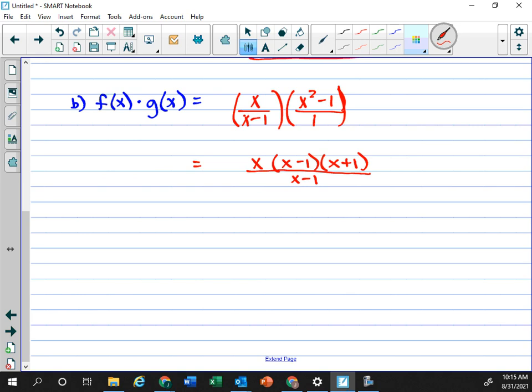Now what do you see? Yeah, good Lauren, we can get rid of the x minus 1s. Those cancel. You can only cancel factors, okay? You can't cancel individual terms, but you can cancel factors. So my final answer is I would take x times x plus 1, or if you multiplied it out and told me x squared plus x, that would be great.